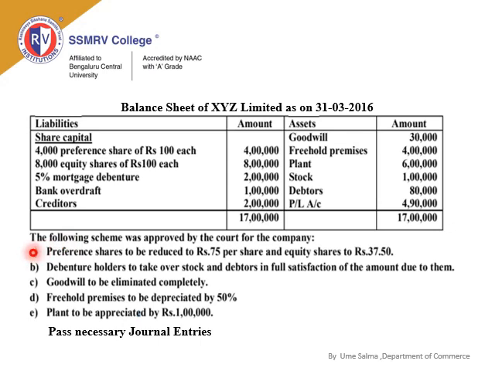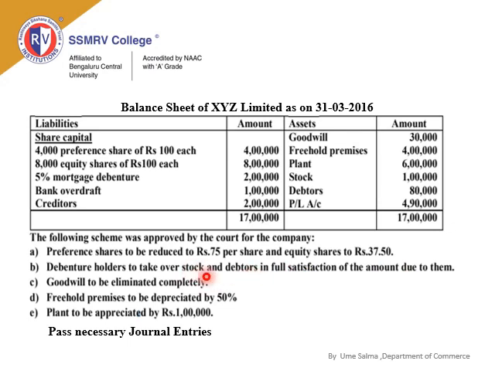Let us go to the second adjustment. Here, debenture holders are to take over stock and debtors in full satisfaction of the amount due to them. The debenture holders take over stock and debtors, whatever the due they have in their account. The condition is that it is in full satisfaction of the amount due to them. Whatever amount is due in the debenture holders account will be settled against stock and debtors.